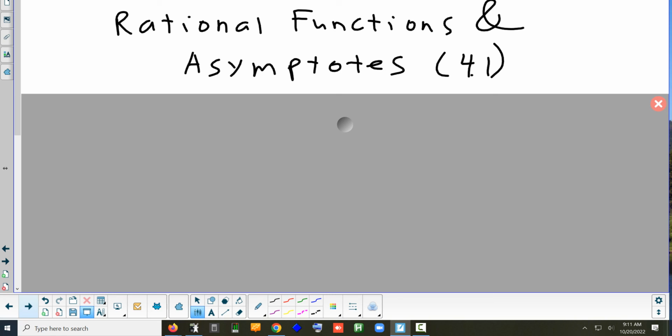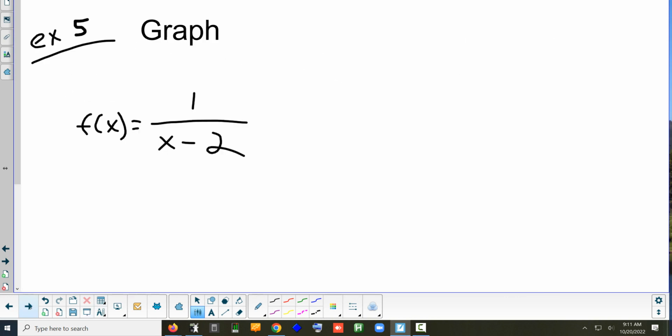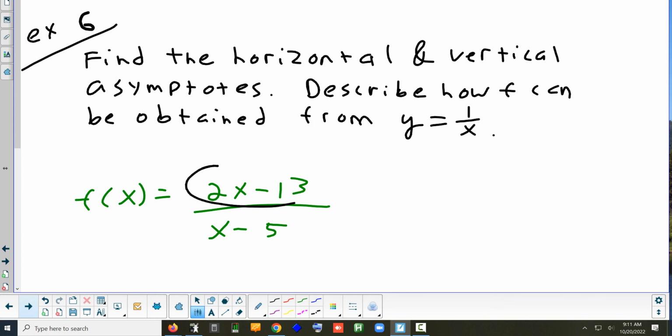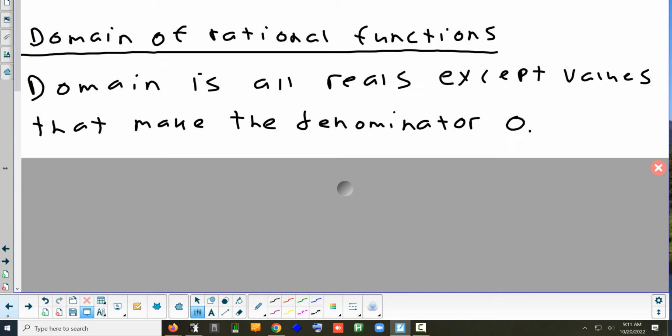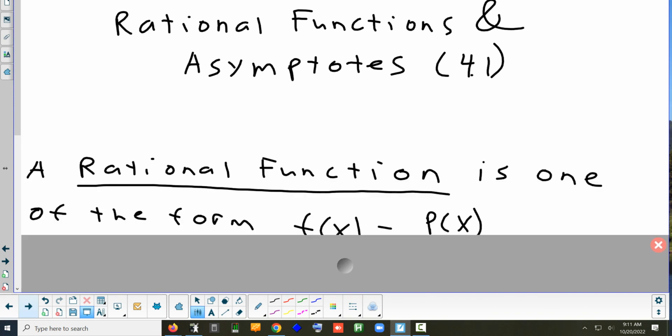So chapter 3, we talked about polynomials. A polynomial basically looks like, let's see if I had a quick example, like this. This is a polynomial, 2x minus 13. It's not x squared or anything complicated, it's just 2x minus 13. This is another polynomial, x minus 5. When you take two polynomials, one in the top, one in the bottom, and you divide them, that is called a rational function. So a rational function is just when you divide two polynomials.